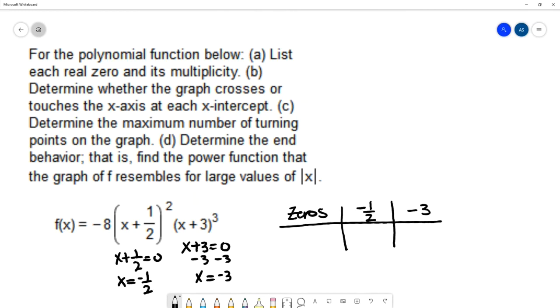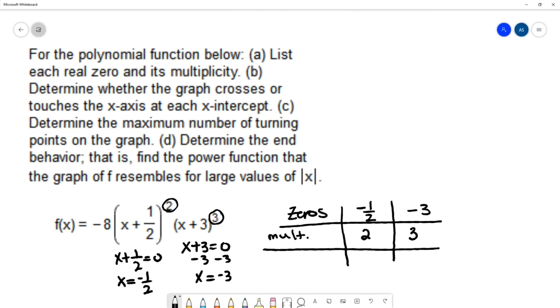We also want to identify the multiplicity of those zeros, and the multiplicity can be found using how many times those factors are repeated. Because we had a factor of x plus 1/2 and another factor of x plus 1/2, we say that -1/2 has a multiplicity of 2. And we have x plus 3 times x plus 3 times x plus 3. That zero has a multiplicity of 3.